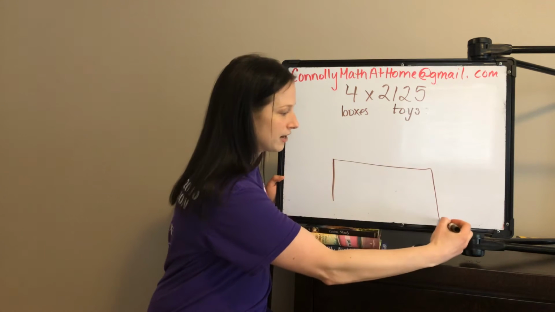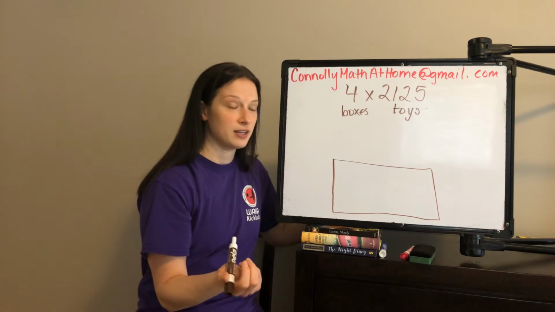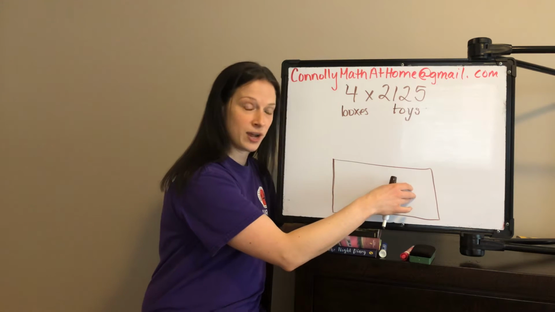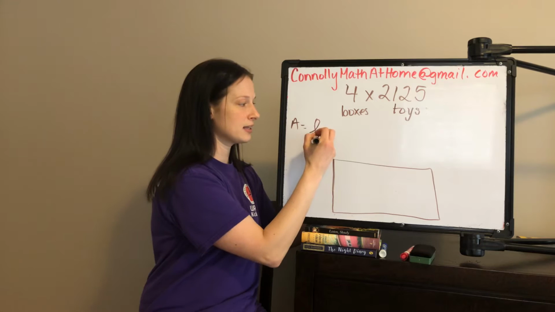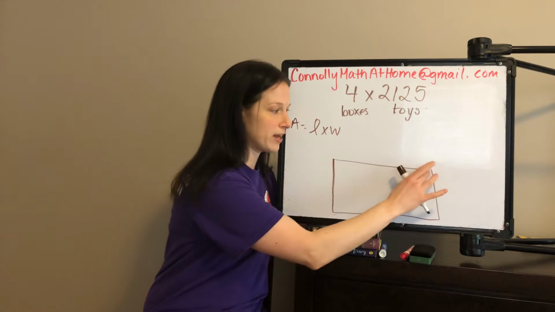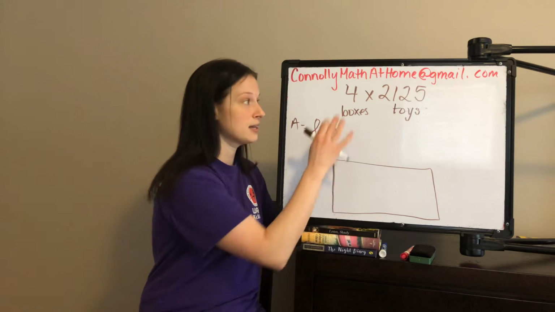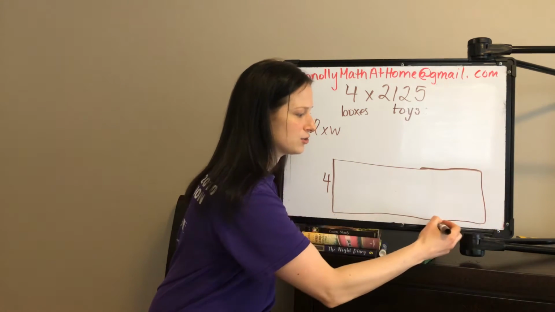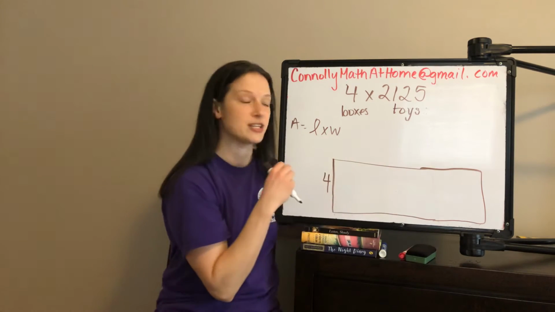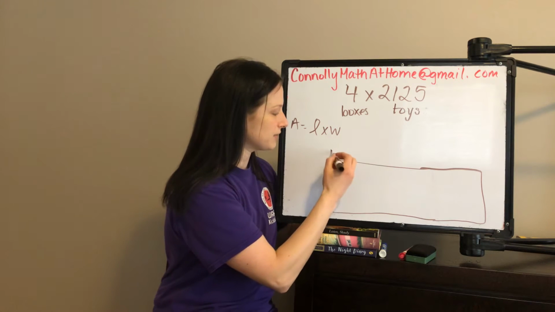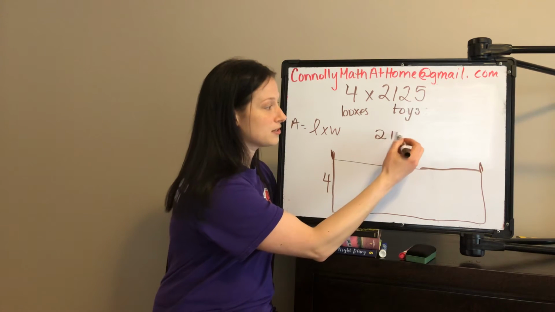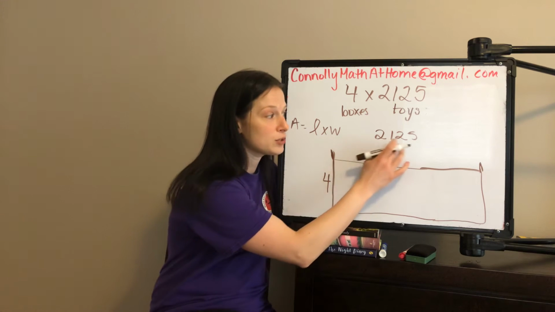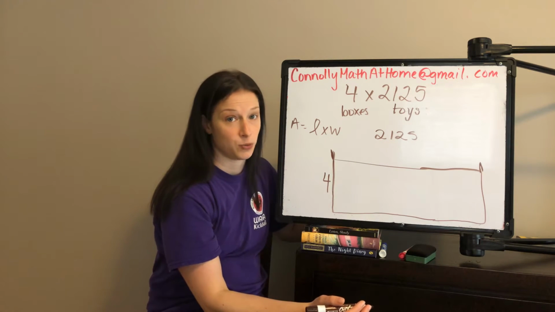When we're thinking about the area model for multiplication, the space inside is going to be our product, the total space inside. When we think about area, it is length times width. So what we're going to be thinking about is 4 as the length of this area model. If I was thinking about how much longer 2,125 should be compared to 4, it should be a lot longer, so I just made that a little longer. From here to here is going to represent 2,125 as the width. But I want to break up 2,125 so it's a little bit easier for me to work with.